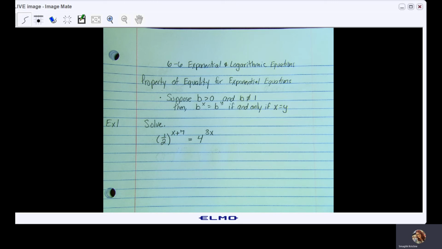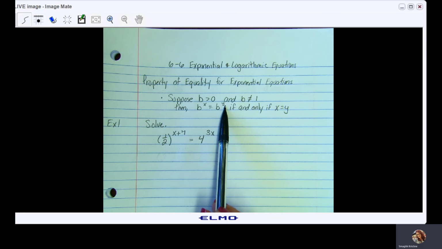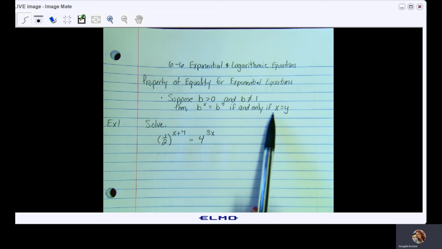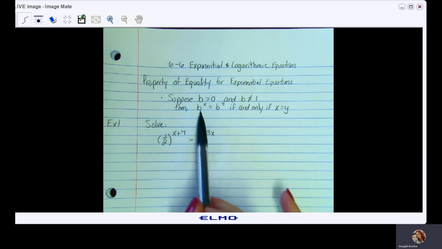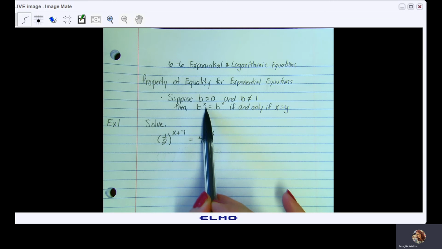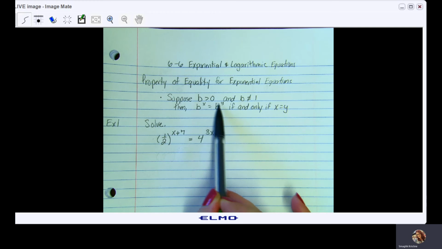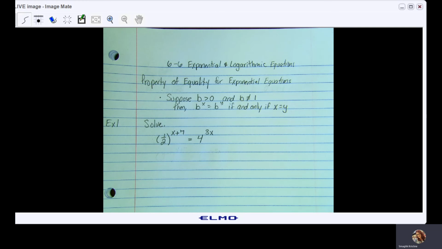Let's take a look at topic 6.6, exponential and logarithmic equations, and introducing the property of equality for exponential equations. Suppose b is greater than 0 and b does not equal 1. Then b raised to the power of x equals b raised to the power of y if and only if x equals y. We used this when we were evaluating logarithms in topic 6.3. If the bases are the same and you know the two sides are equal to each other, that means the exponents would also need to be equal. So let's go ahead and apply this property.